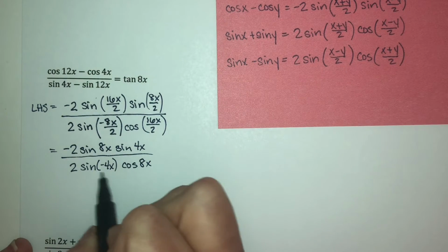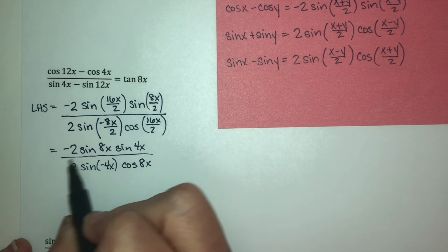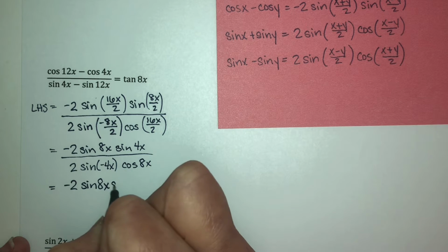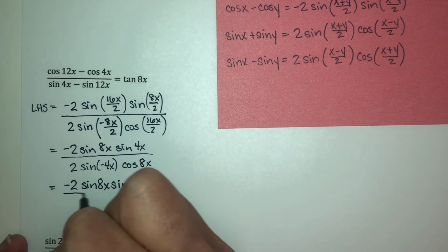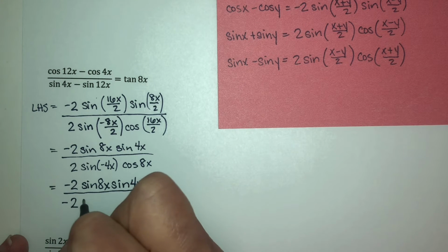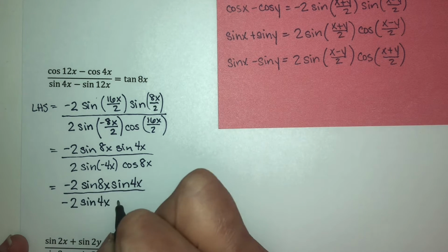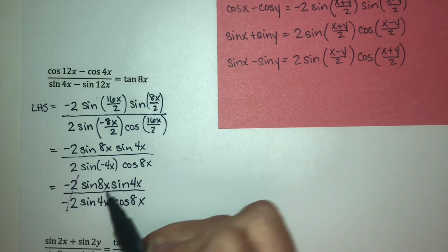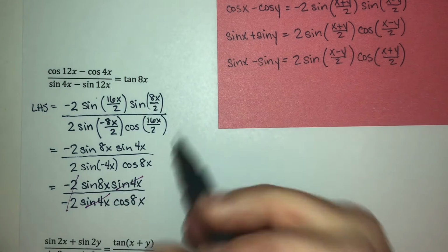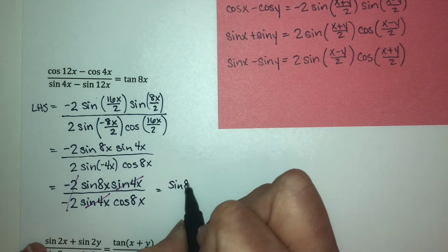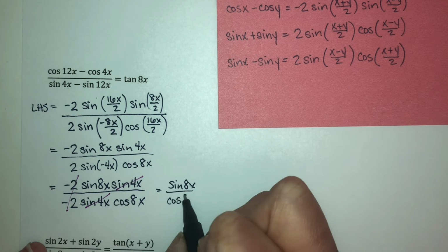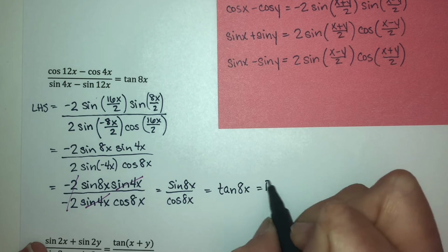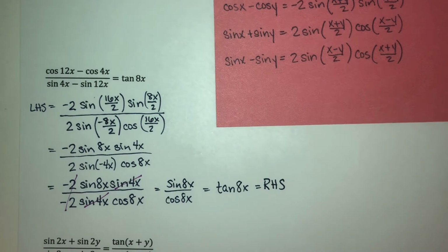Now remember that sine is an odd function, so if I have a negative here, I can move it out. So in the denominator here, this is the same thing as negative 2 sine of 4x cosine of 8x. The negative 2's cancel, sine 4x cancels. So we have sine of 8x over cosine of 8x, which is the same thing as tangent of 8x, which is the right-hand side. So this identity is verified.